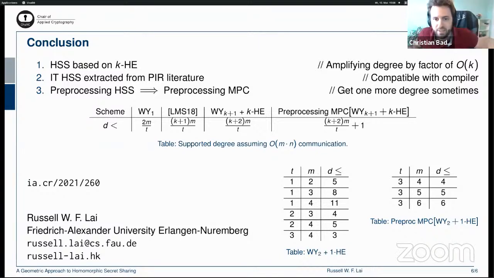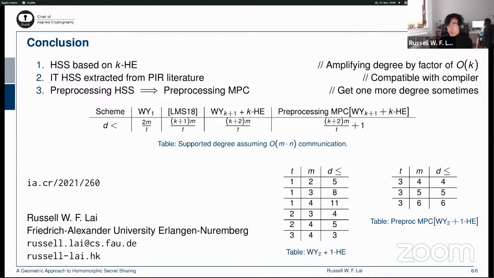You talked a lot about this preprocessing application. Did you think about a concrete example where you expect this preprocessing MPC protocol to improve over other approaches?